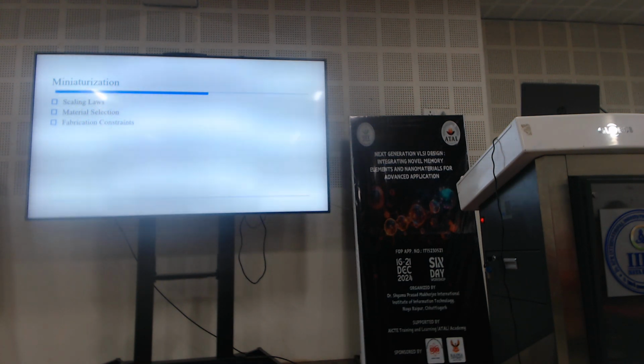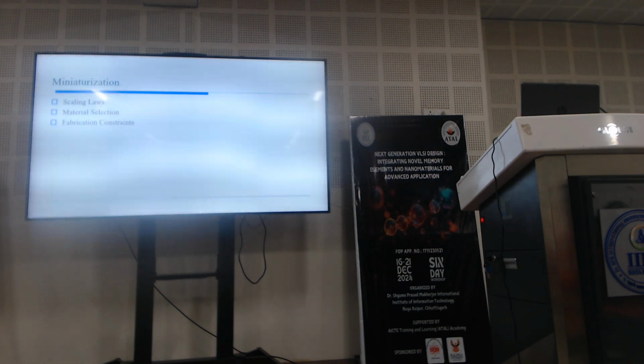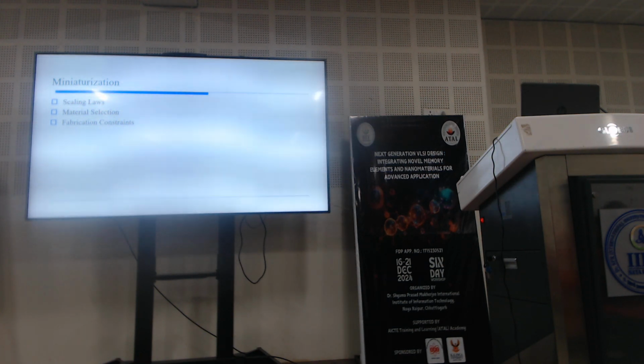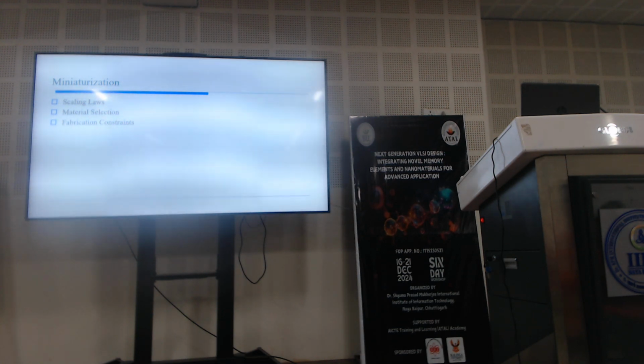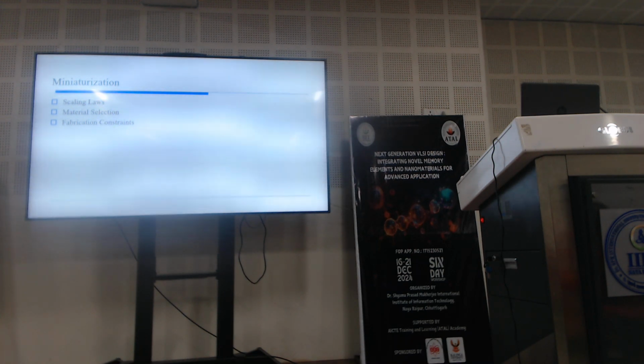So the first key principle is scaling laws, material selection and fabrication constraints. I already said every fabrication has some kind of limit. For example, in Cadence we have different technologies, 180 nanometer, 90 nanometer. Now we are working with 9, I think. In Cadence we have a maximum of 9. That is the channel width, so that is a scaling limitation we have. Apart from that we can't change it, yes or no?